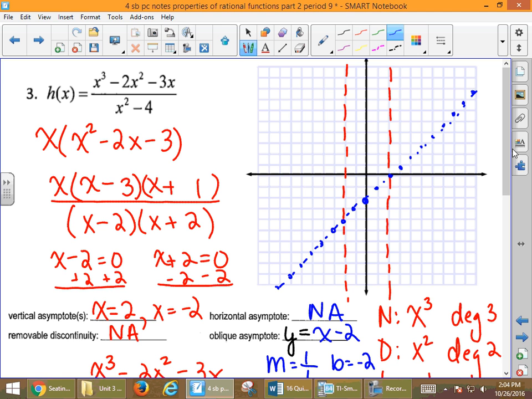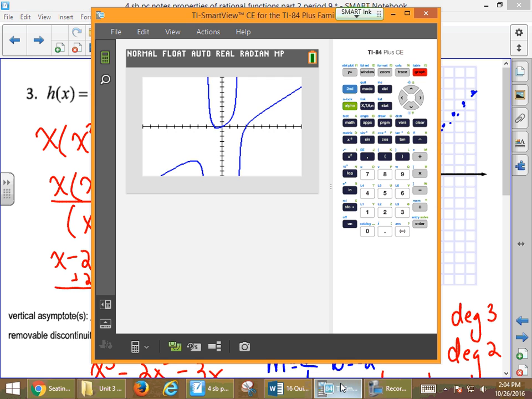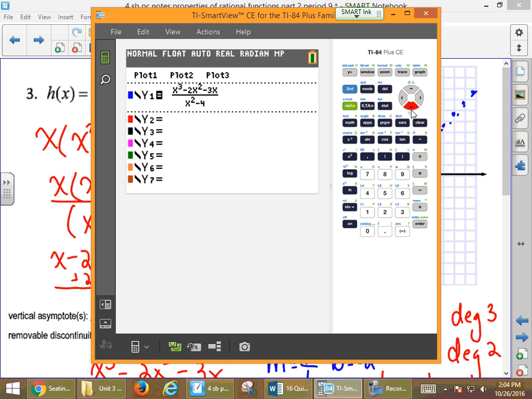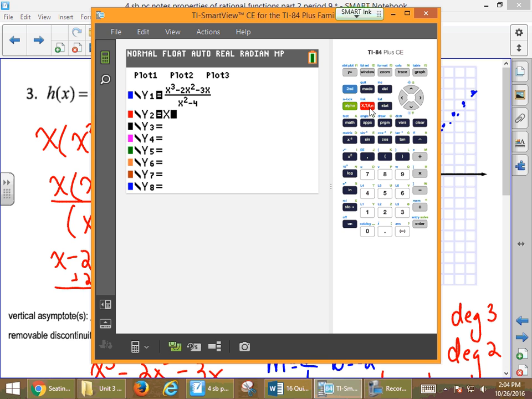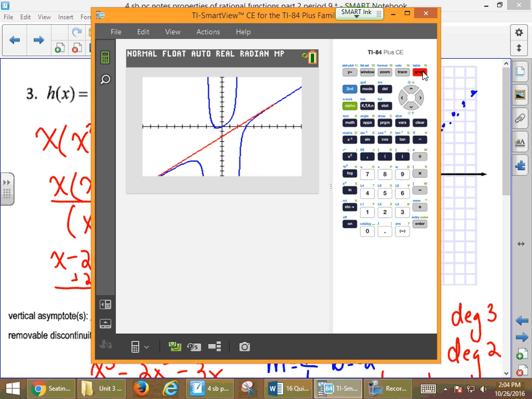And so what we have is, here's our oblique. And the nice part about obliques is you can check them on your calculator. Type that in: y equals x minus 2. Does it make sense? It does when you look at the picture. We can check it, so to speak, there. So we've got that now in our picture.